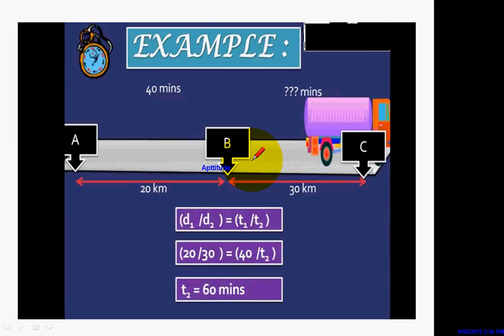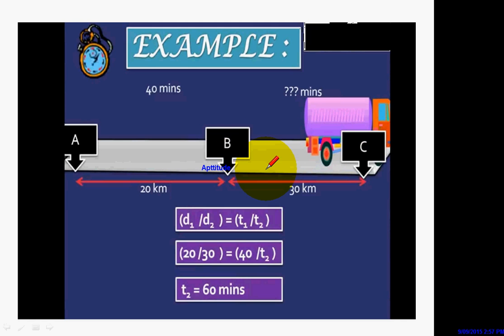See, I'll explain the scenario once again. That is, the truck is initially at point A. From A, the truck moves to the intermediate point, say B. The distance from A to B has been given as 20 kilometers, and the time taken by the truck to cover this distance is given as 40 minutes. And now the truck is at point B. From here it has to reach the final point C.